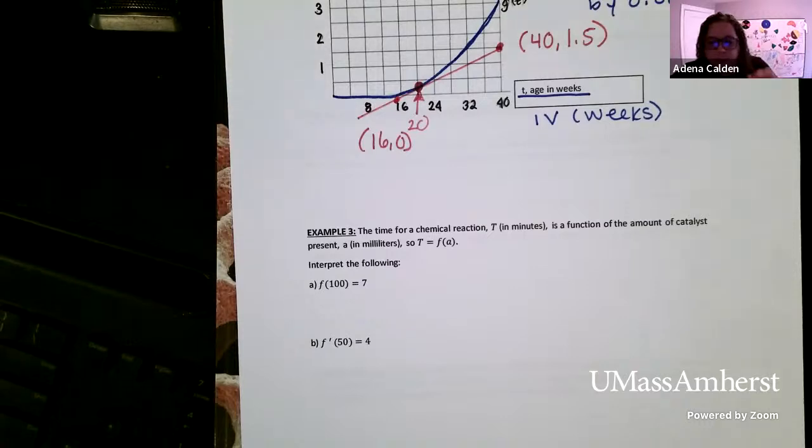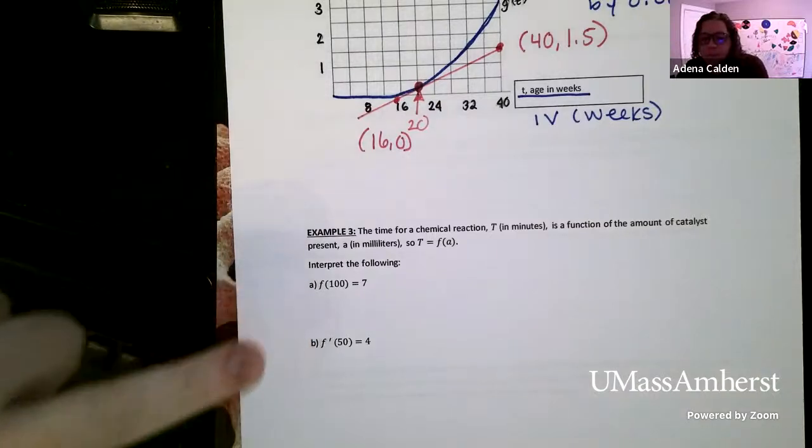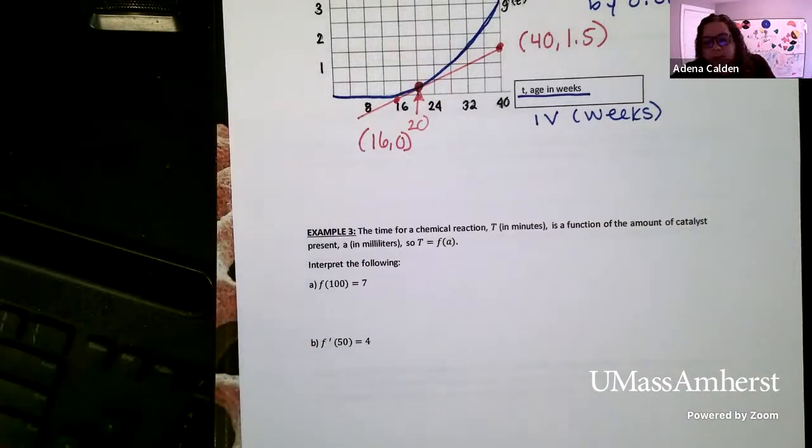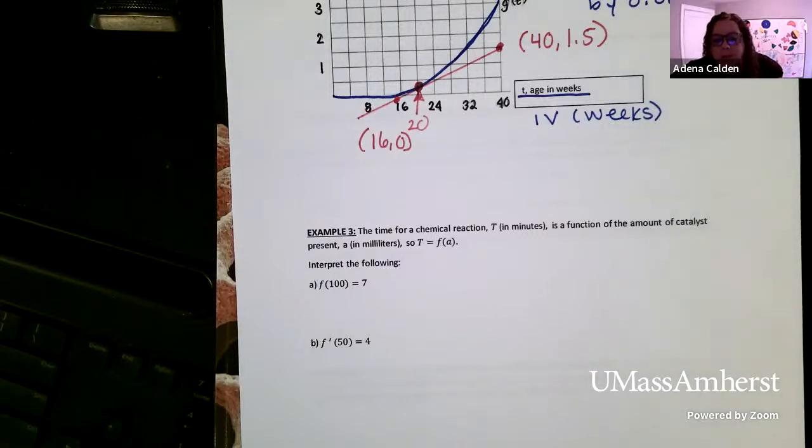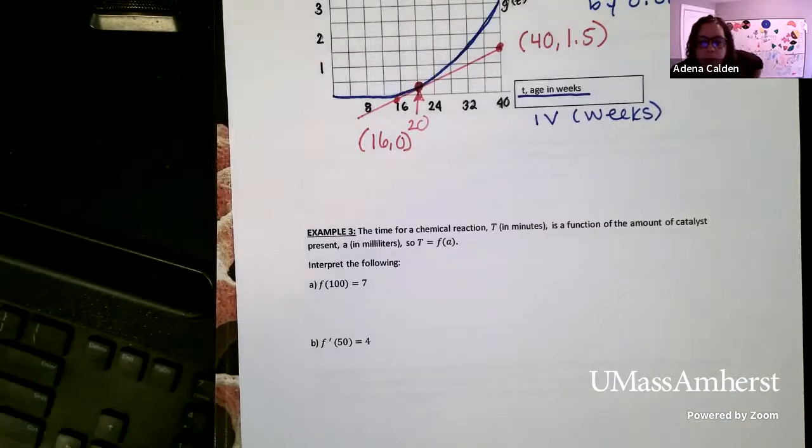And so I'm just going to read it to you in case you can't see it, and then very briefly talk about the difference between these 2. So it says the time for a chemical reaction, capital T in minutes, is a function of the amount of catalyst present, A, in milliliters. So T equals F of A. Interpret the following. So you want to come up with a sentence to describe what's being said. So F of 100 equals 7.